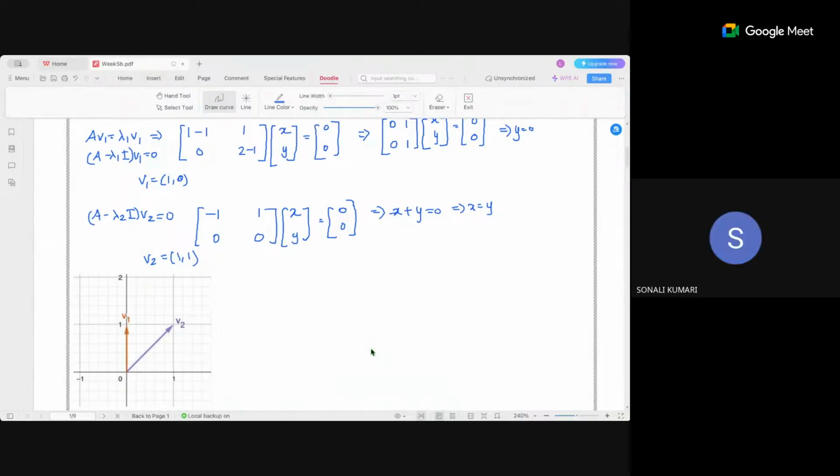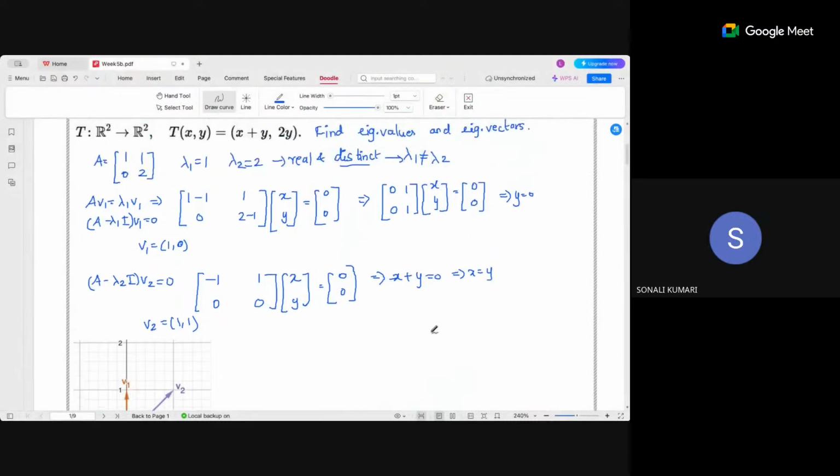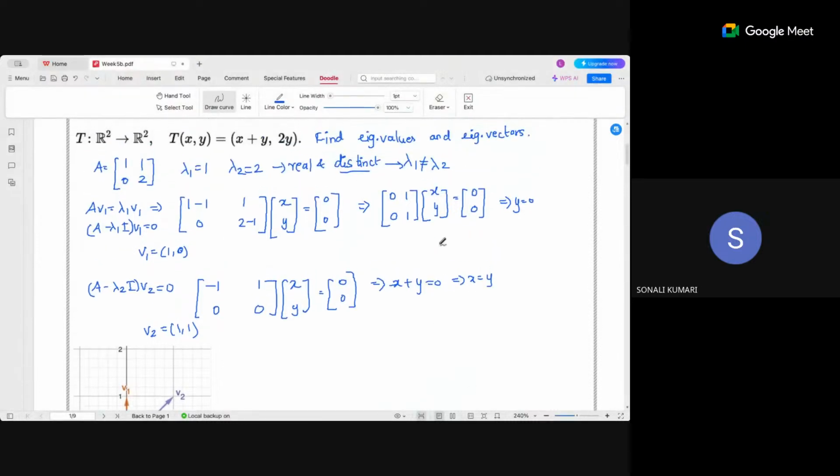Ma'am, in the first vectors, we don't have any equations of the x. So how do we consider here 1 for x? Yes. So now here, what do we get? From this, the solution is the set of all x comma y such that y is equal to 0. This is what we have obtained. Now, why are we taking x is equal to 1?